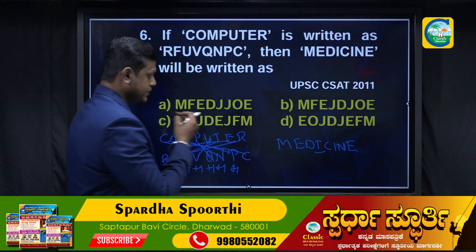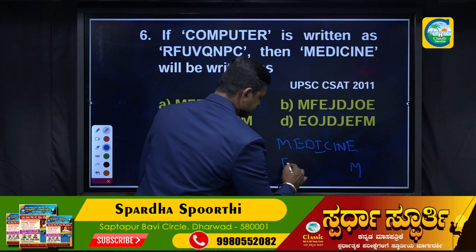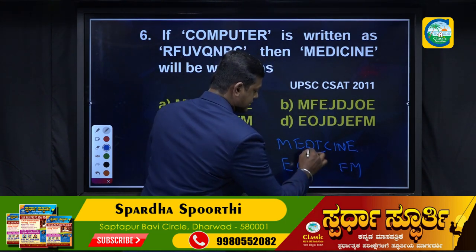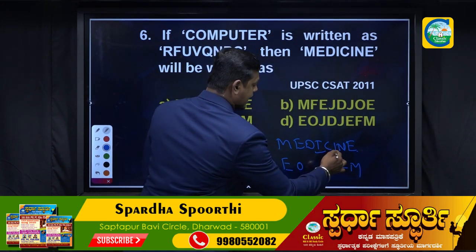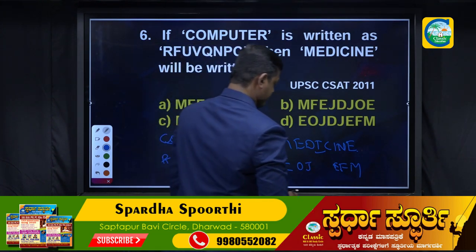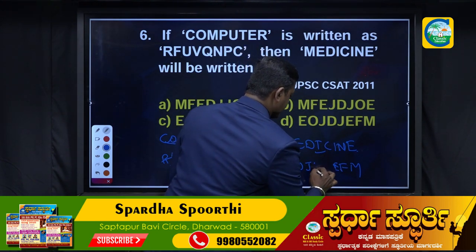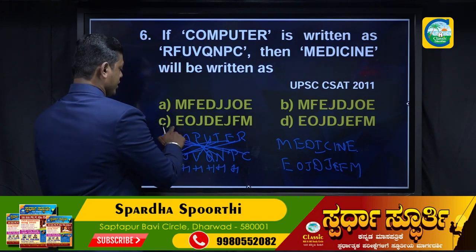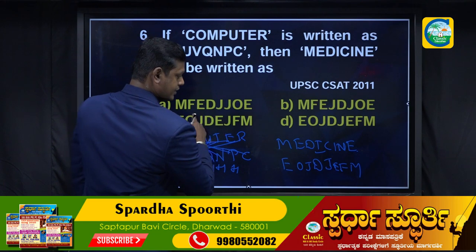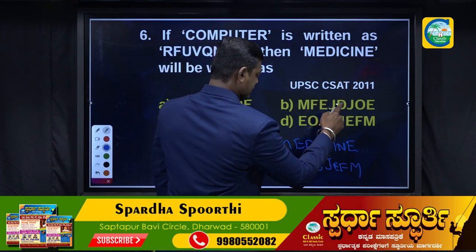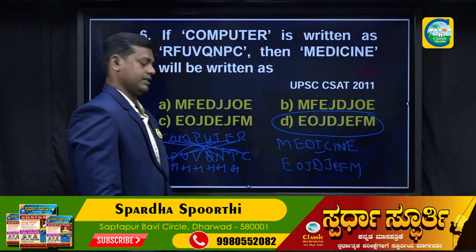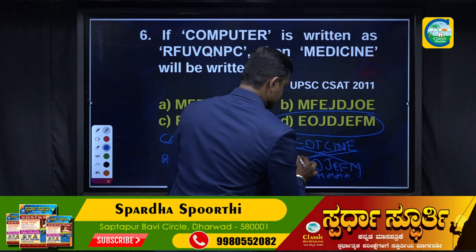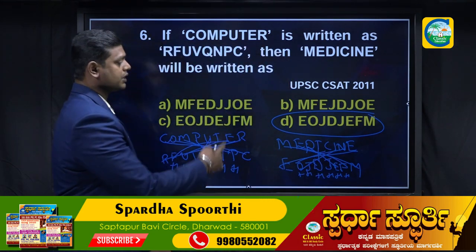Okay, friends, same method we'll apply here. So we'll change M and E by replacing diagonally. Then E plus 1, F, N plus 1, O, D plus 1, E, I plus 1, J, then C plus 1, D, I plus 1, J. Here it is, E O J D J E F M, yes, option number 4 is the right answer. Okay, so these are only exchanging the places and the remaining are plus one order of cross here, right friends? So option number 4 is the right answer.